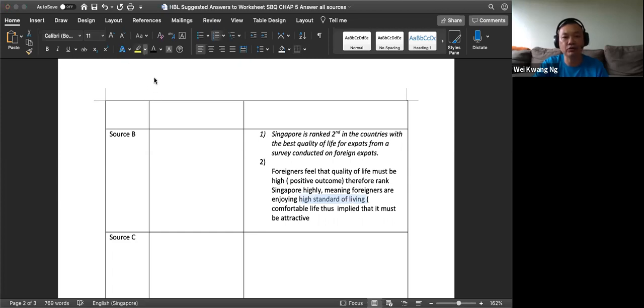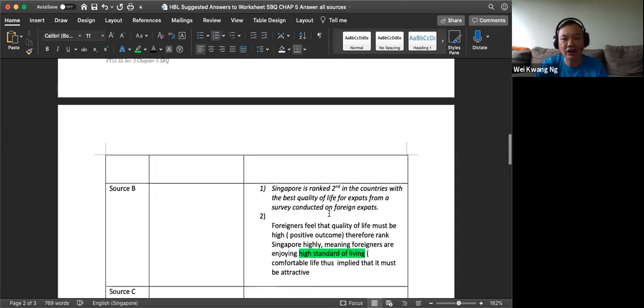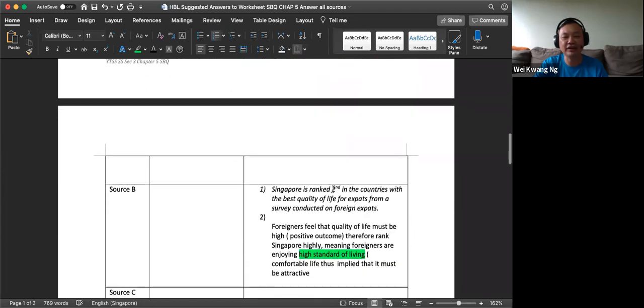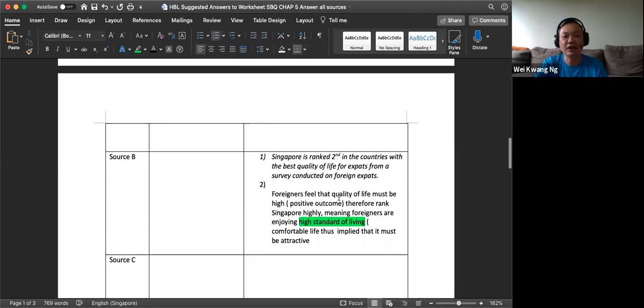I want you to take note of this. High standard of living is different from high cost of living. High standard of living and high cost of living are very, very different. High standard of living usually comes with a high cost of living, but the emphasis here is high standard of living. High standard means that life is actually very, very comfortable. So if life is comfortable, that means it must be attractive.